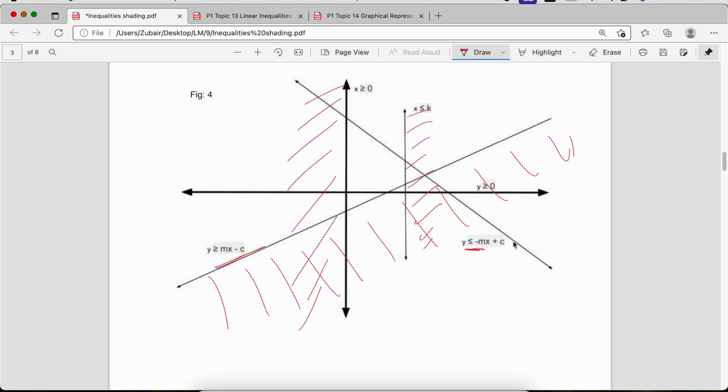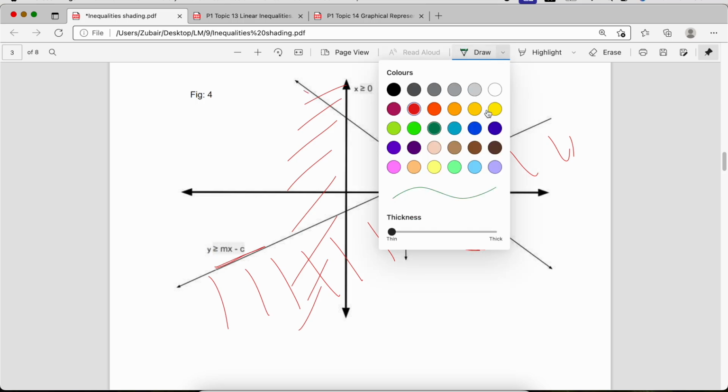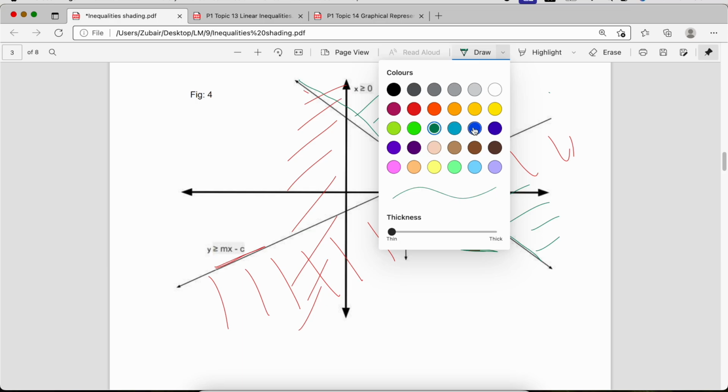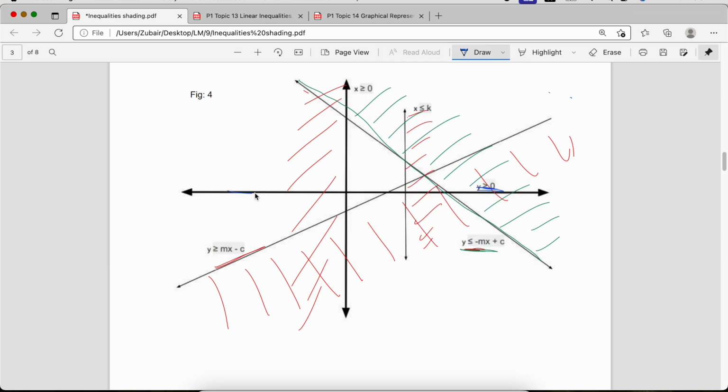Then y is less than this sloping line, and y is less than that, so the lower side is the region, so we discard the upper side. Last line is y is greater than or equal to 0, that supports the upper part, so we discard the lower part. So we are just left with this region, that is 1, 2, 3, 4 and 5 boundaries. This is region R, defined by these given inequalities.